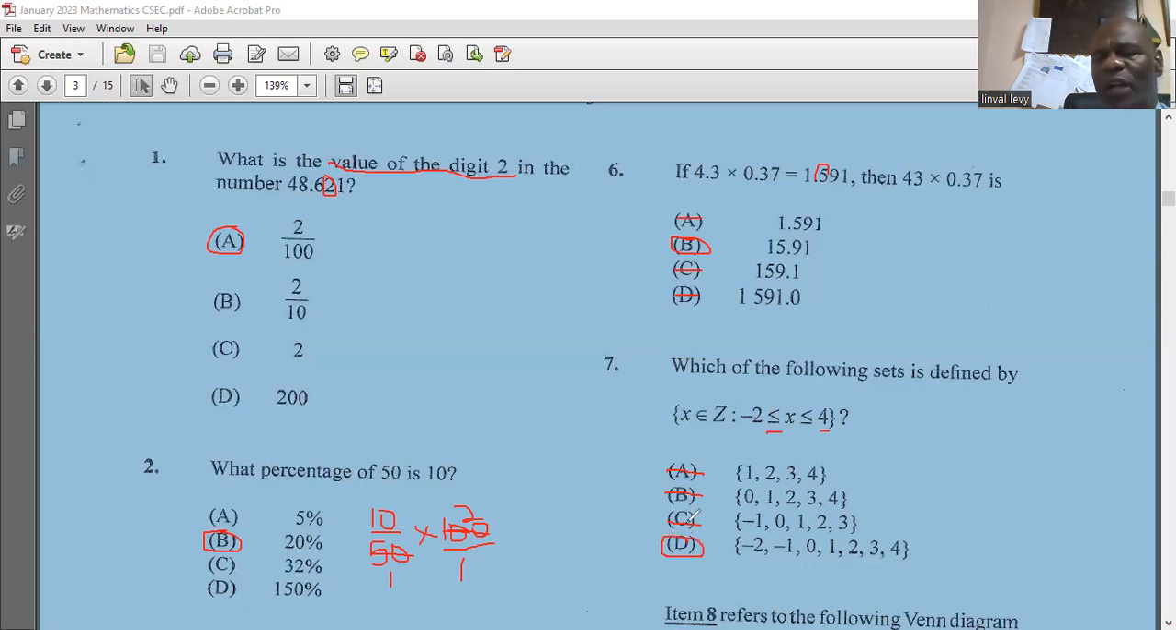All right? So this is how you read it. You read it from X. So we say X is greater than or equal to -2, and X is less than or equal to 4. So that's your range of values. All right?